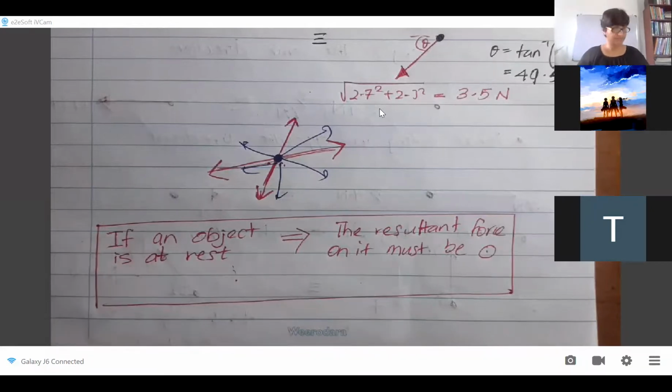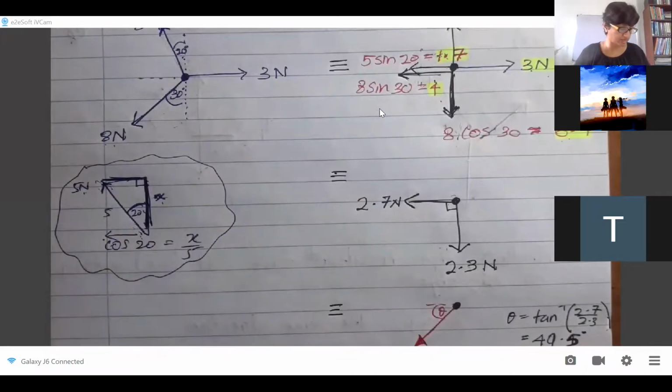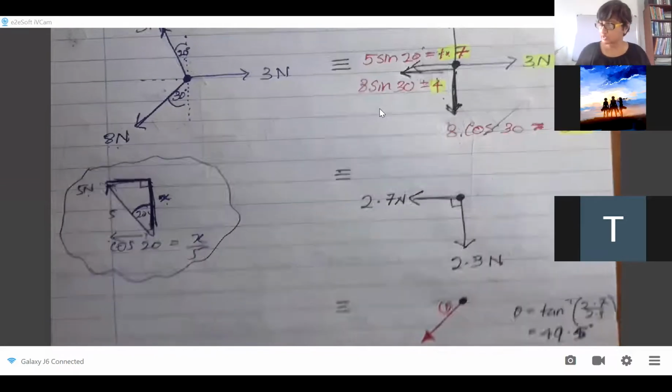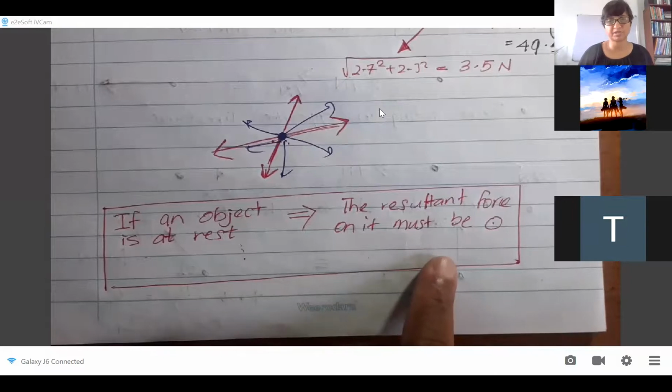Okay, so let's do a question on this. Let's see how we can use this knowledge that we learned about finding the net force or the resultant force, and this rule: if an object is at rest, the resultant force must be zero.